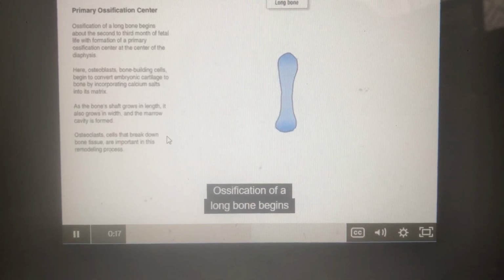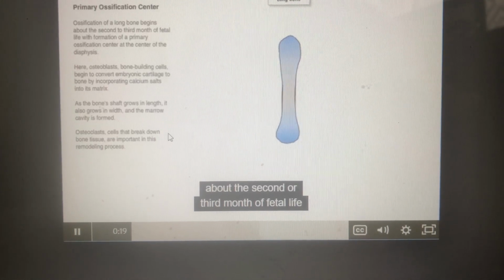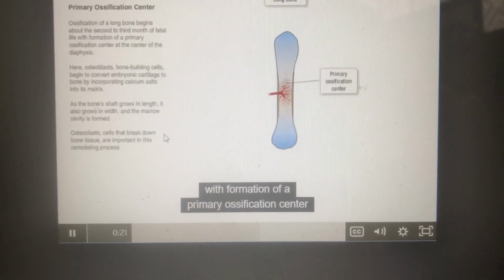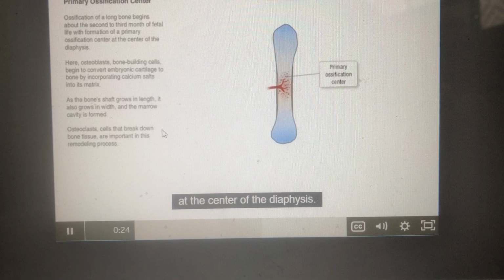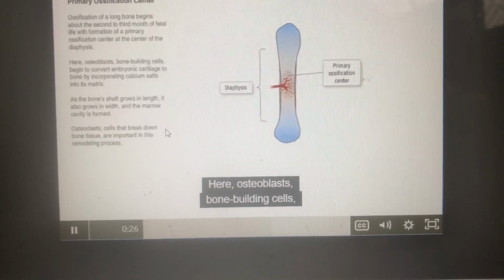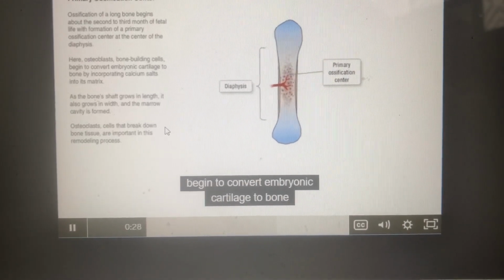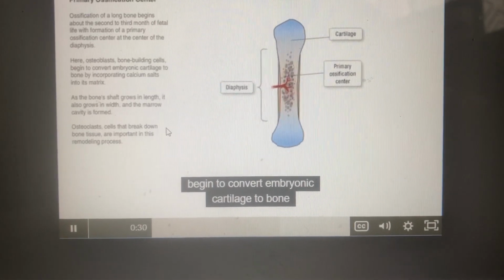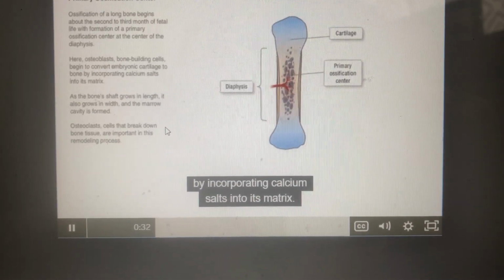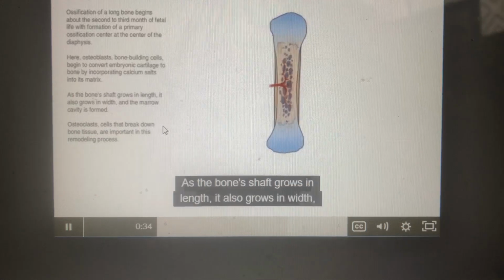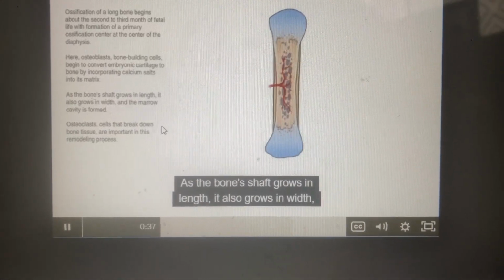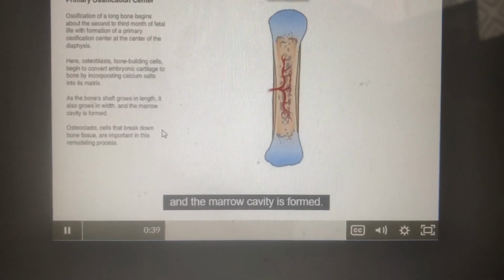Ossification of a long bone begins about the second to third month of fetal life, with formation of a primary ossification center at the center of the diaphysis. Here, osteoblasts, bone-building cells, begin to convert embryonic cartilage to bone by incorporating calcium salts into its matrix. As the bone's shaft grows in length, it also grows in width, and the marrow cavity is formed.